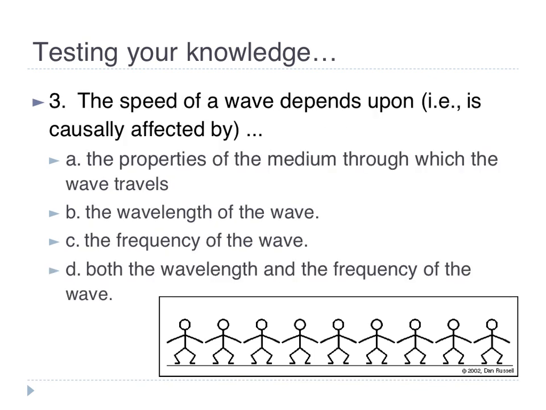All right, number 3. The speed of a wave depends on, take a look at your answer choices. A, properties of the medium in which the wave travels. B, wavelength. C, frequency. Or D, wavelength and frequency of the wave. All right, who's going A? B? C? D?